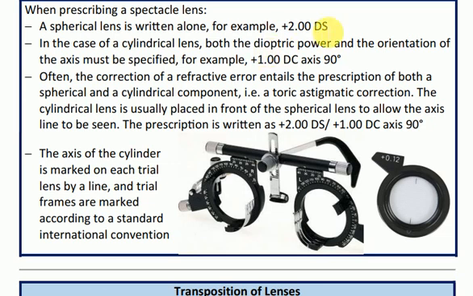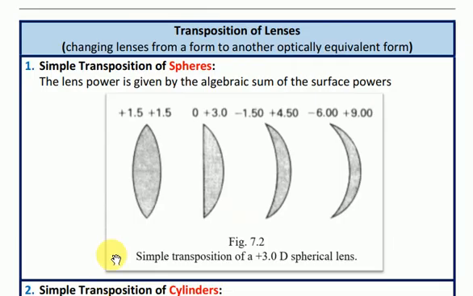Sometimes the patient needs both spherical and cylindrical correction. So this is known as toric astigmatic correction. Then both are written, first the spherical and then the cylindrical with axis. In these cases the cylindrical lens is usually placed in front of the spherical lens to allow the axis line to be seen. Next topic is transposition of lenses.